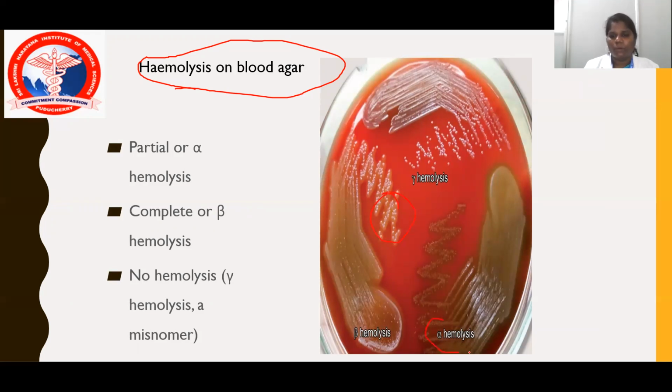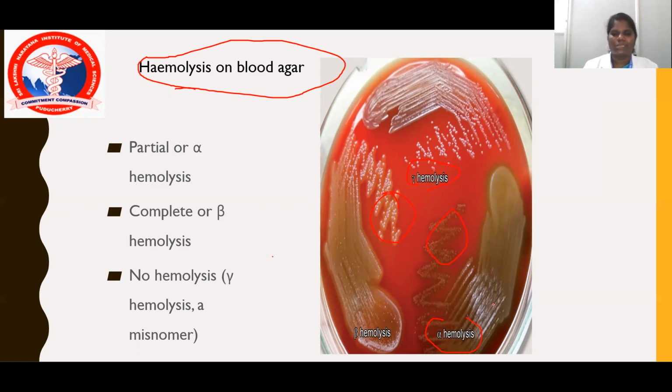Coming to alpha hemolysis, it is the partial hemolysis of the RBC. Partial hemolysis of the RBC means there is a greenish discoloration in the blood agar. And gamma hemolysis means there is no hemolysis on the blood agar. For beta hemolysis, we have Streptococcus and Staphylococcus.